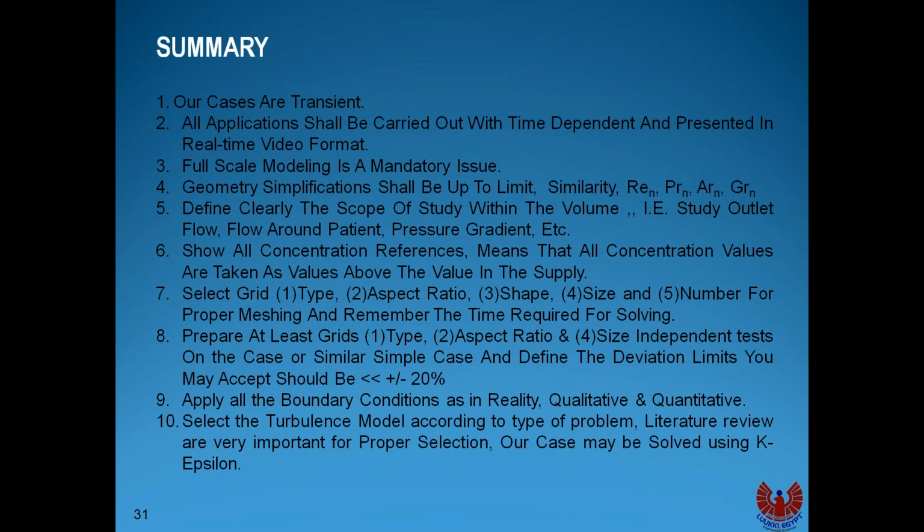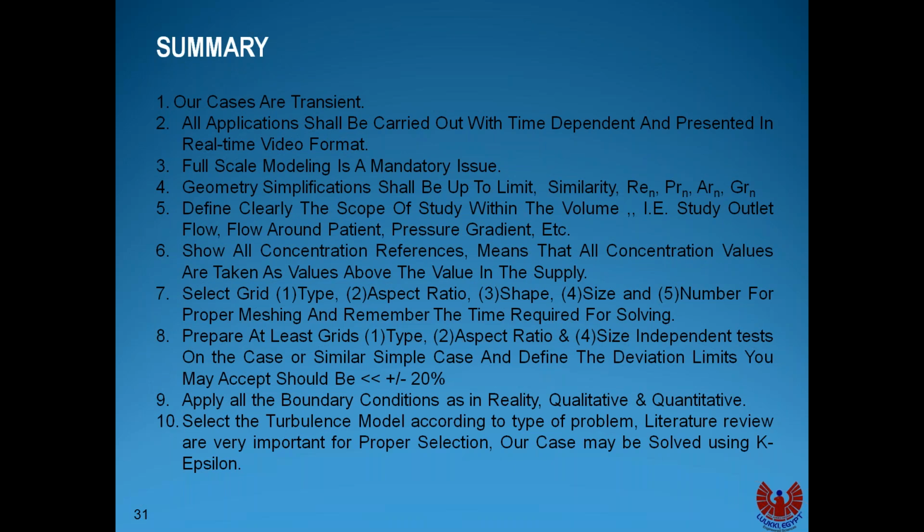Then select the grid and consider the 5 parameters that we said before. Prepare at least a grid independence study, like what we did. Try to test. Here you can say, I want to make some simplification to make it faster, to test your grid. If I use the grid with tetrahedral or hexagon cells, and they give me the same or nearly the same results, so it's good.